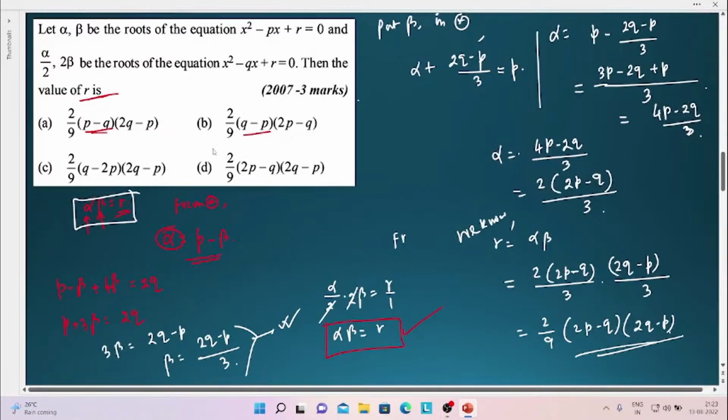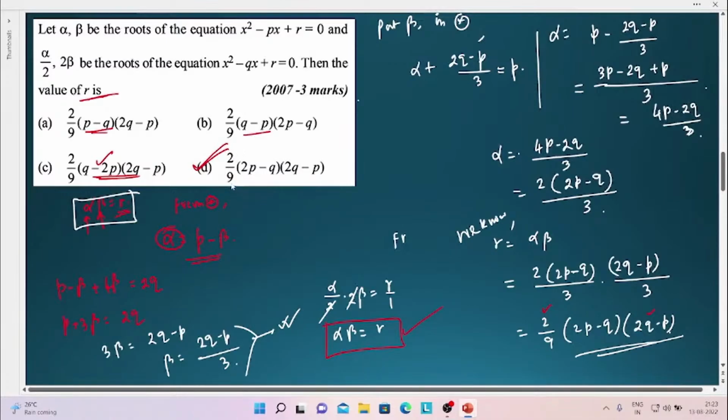So that option is also not correct. That option, let me check. This option is not correct because here q minus 2p is there and 2q minus p is there, 2 by 9 is there, but 2p minus q is there. But here we have q minus 2p, so that is not the correct option. But option D is the correct option.